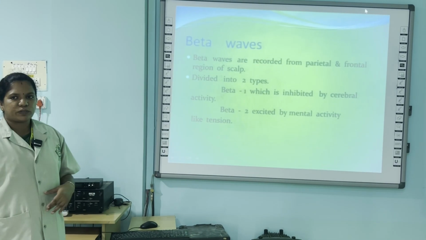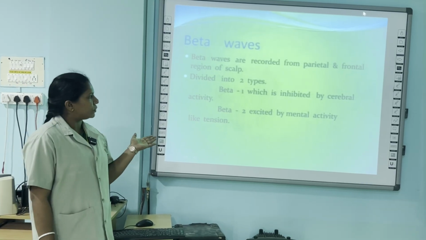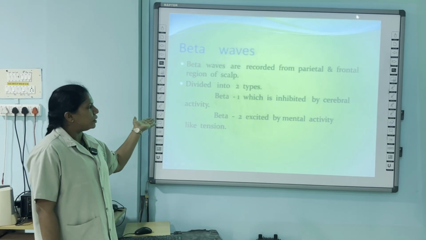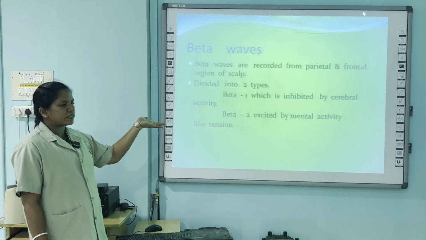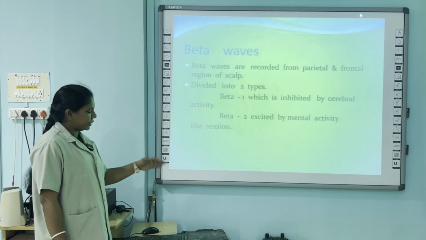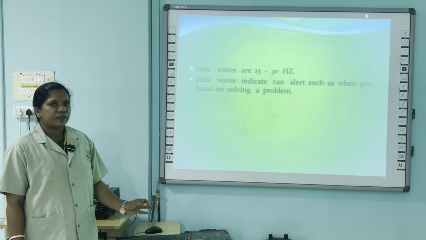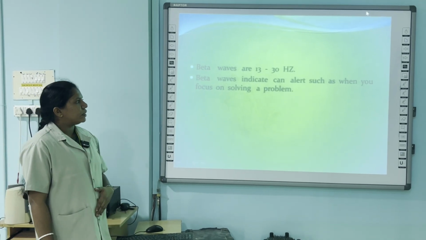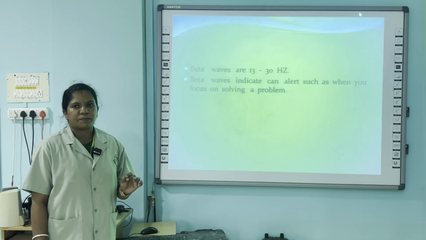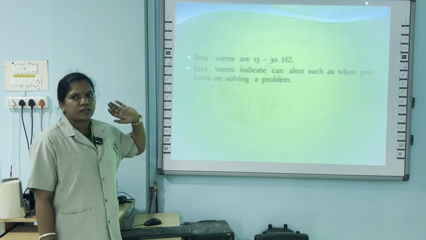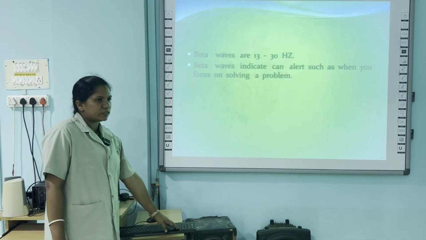Beta waves are of 2 types, beta 1 and beta 2. Beta 1 is inhibited by cerebral activity, and beta 2 is excited by mental activity like tension. Beta waves are normally in the range of 13 to 30 hertz. If you are solving some problem in mathematical equations, these beta waves will appear in the EEG waveform.